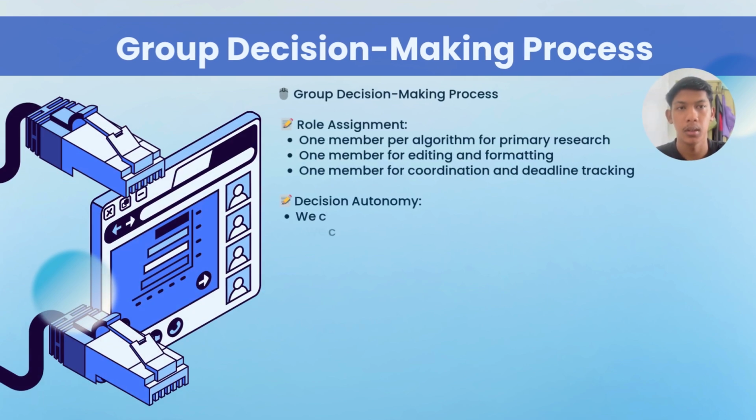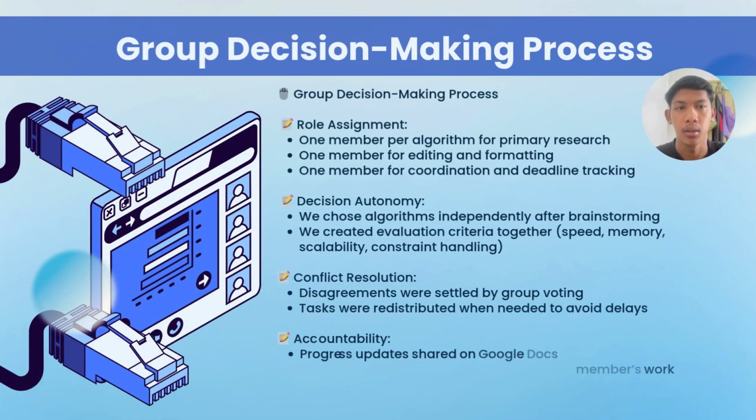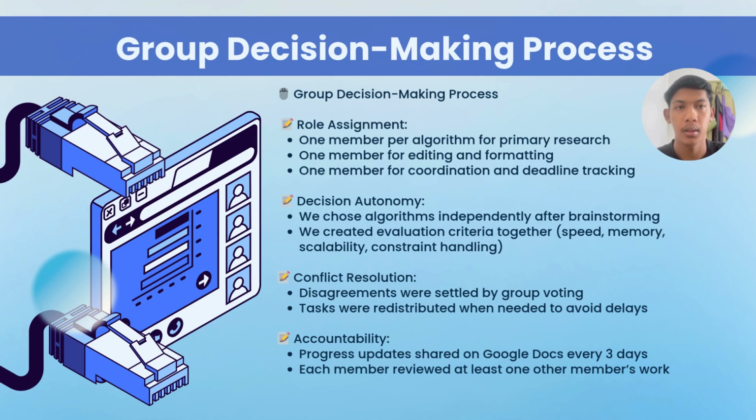Assalamualaikum warahmatullahi wabarakatuh. So for the group decision making process, the first one is role assignment. One member per algorithm for primary research. This means each group member focuses on one algorithm and does deep research about it.